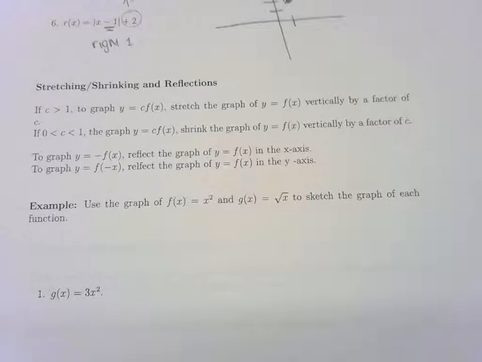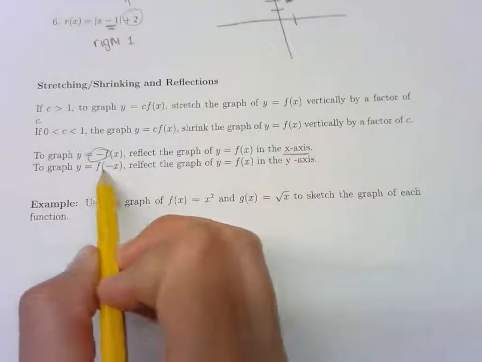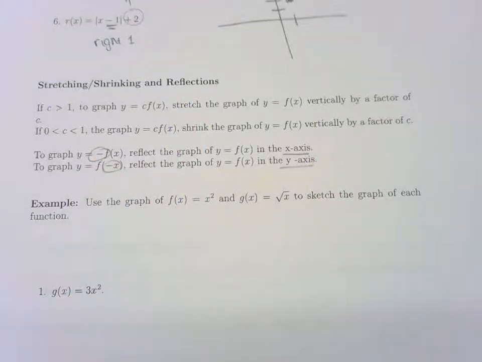To graph y equals negative f of x, reflect the graph of f of x in the x-axis. To graph y equals f of negative x, reflect the graph y equals f of x in the y-axis. So if the negative is on the outside, we're reflecting in the x-axis. If it's on the inside, we're going to reflect in the y-axis. It's almost always on the outside. You will see it on the inside occasionally, but most of the time it's on the outside, so you're going to reflect in the x-axis.